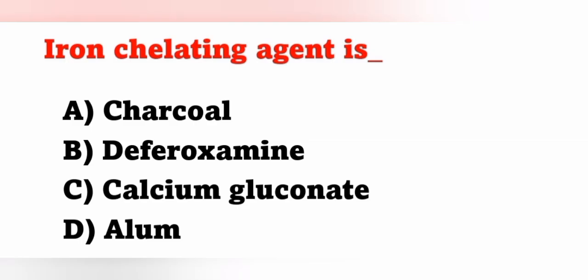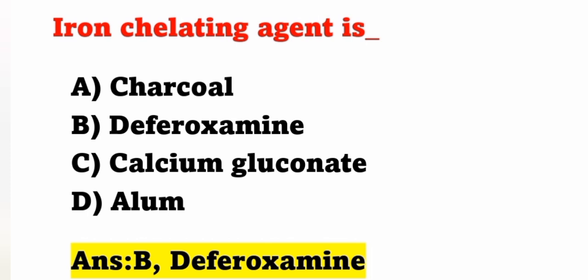And the next question, iron chelating agent is. Options: option A charcoal, option B deferoxamine, option C calcium gluconate, option D alum. And the correct answer is deferoxamine, which helps to remove the extra iron from the body. It is a chelating agent. Iron chelating agent is deferoxamine. Option B is the correct answer.